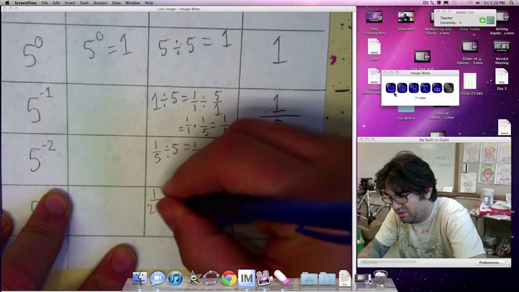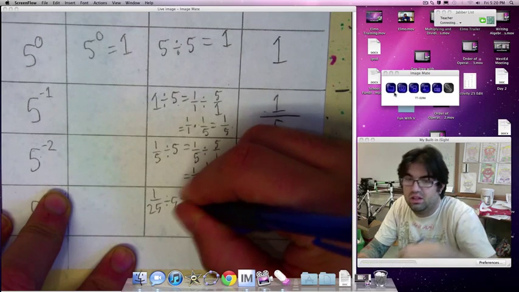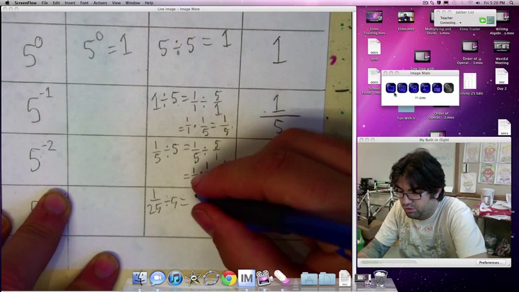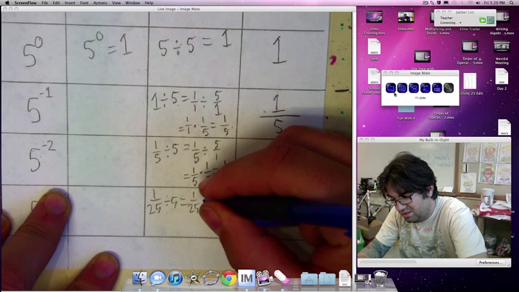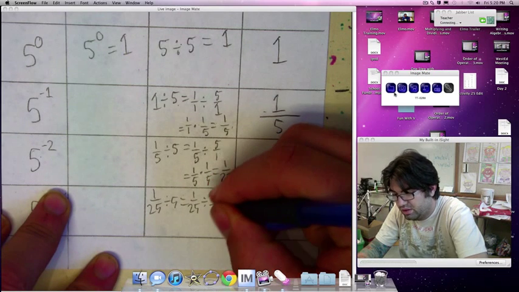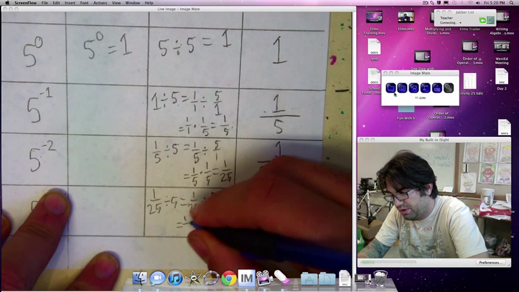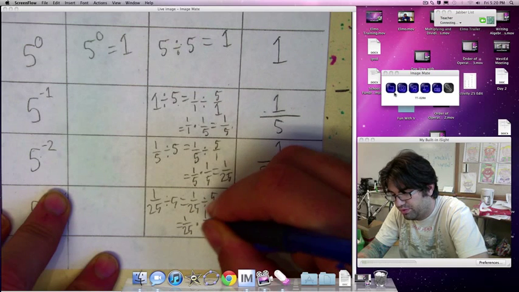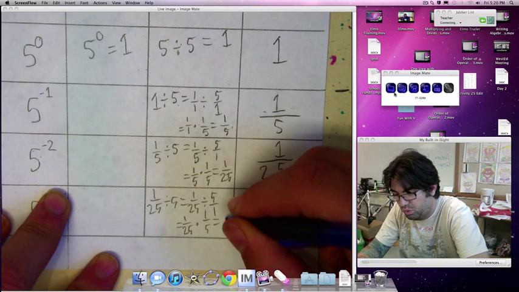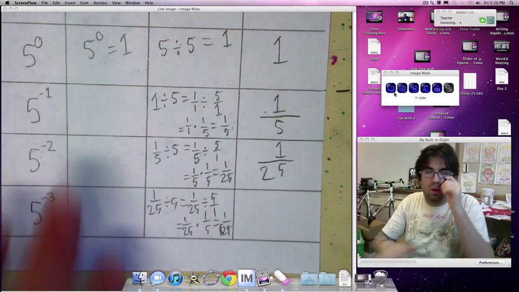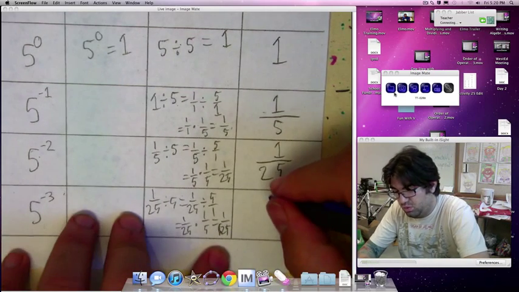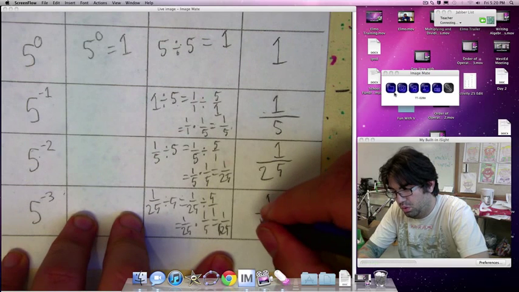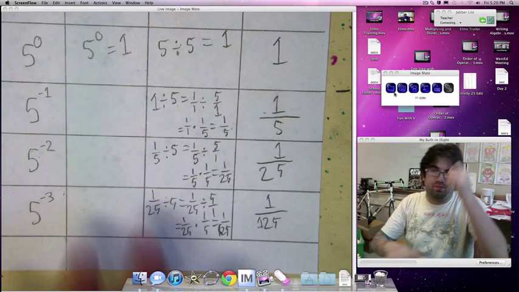1 over 25 divided by 5 is 1 over 25 divided by 5 over 1, which is really 1 over 25 times 1 over 5, which is equal to 1 over 125. So this last fraction would be 1 over 125.